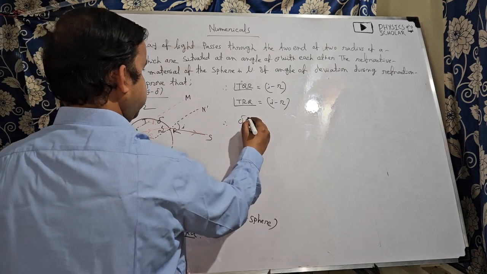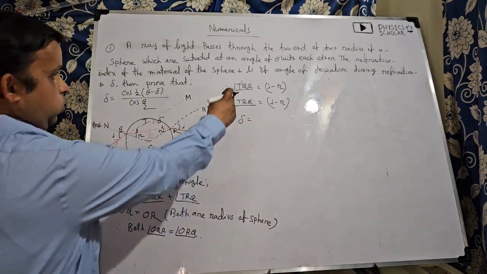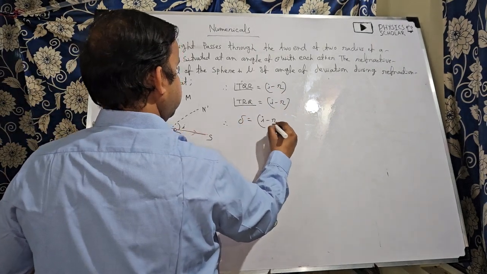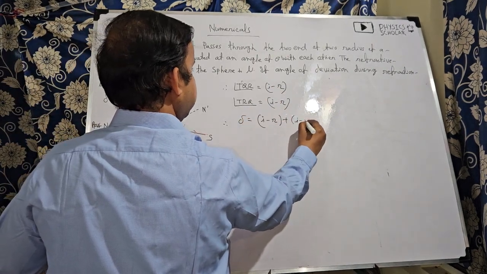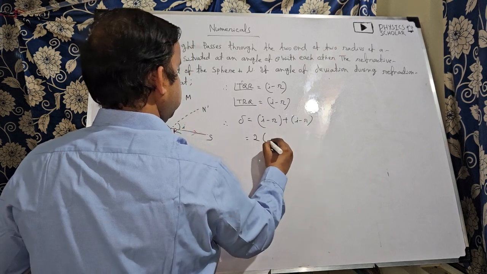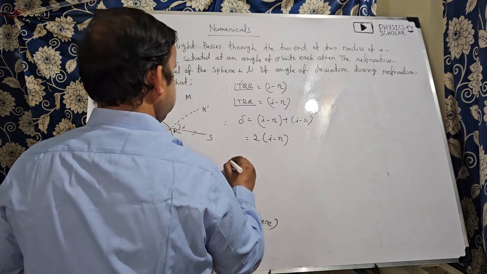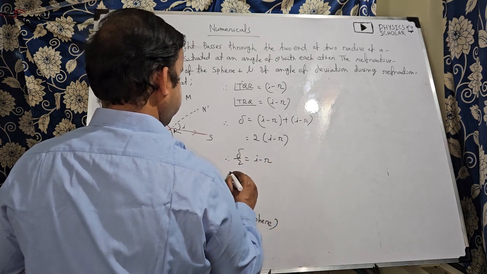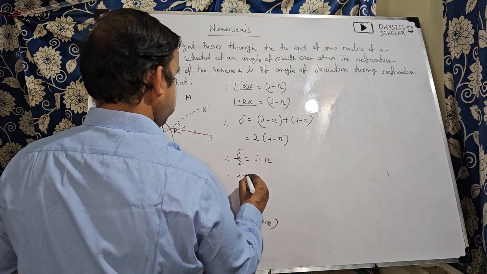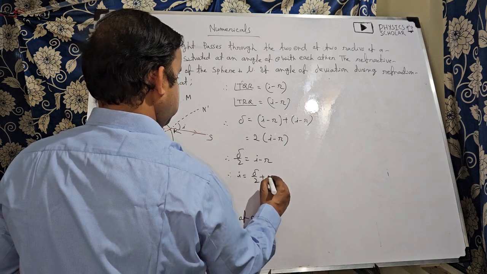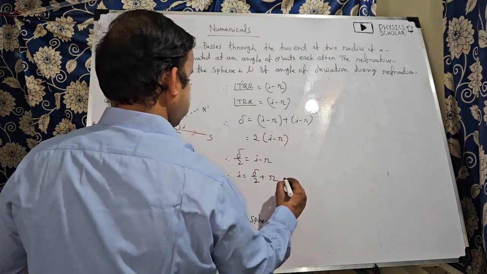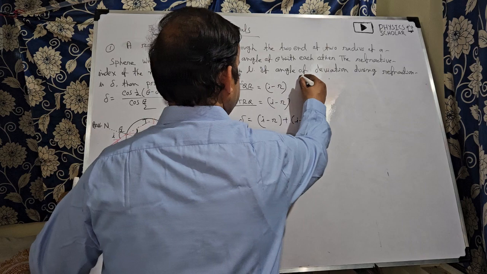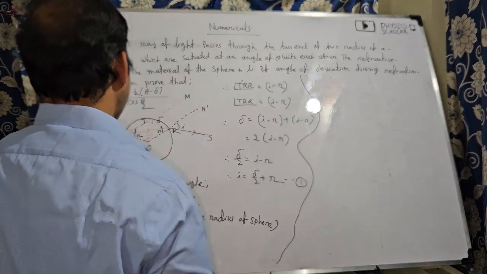Therefore, what we can write? Delta is equal to the summation of these two angles. So we can add these two. I minus r plus i minus r. So 2 common, i minus r. Therefore, delta by 2 is equal to i minus r. Therefore, i is equal to delta by 2 plus r. Okay. So this you can give as equation number 1. Clear?